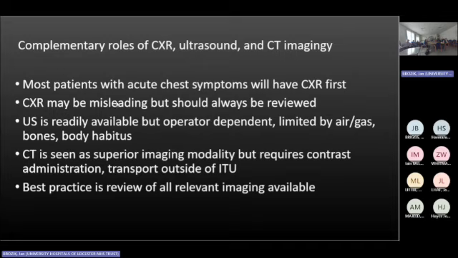Most of the patients with acute chest symptoms will have chest X-ray first. I think it's still a good starting point. We can use it for planning of the CT scan, for example, which phase, or do we need contrast. That's quite useful. Chest X-ray, in particular portable chest X-ray, can be misleading. It should always be reviewed, and I'll show you a couple of examples.